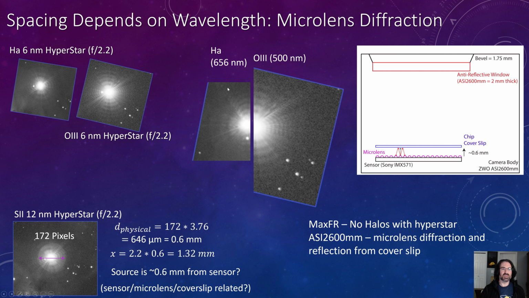So that tells us that we have a wavelength dependent spacing, which is one of the key things you would expect to see in microlens diffraction. Now, if we go back and look at our sulfur 2 image with the HyperStar, we actually saw a ring occurring at about 172 pixels. When we go through the math, we see that the reflection source is about 0.6 millimeters from the sensor.